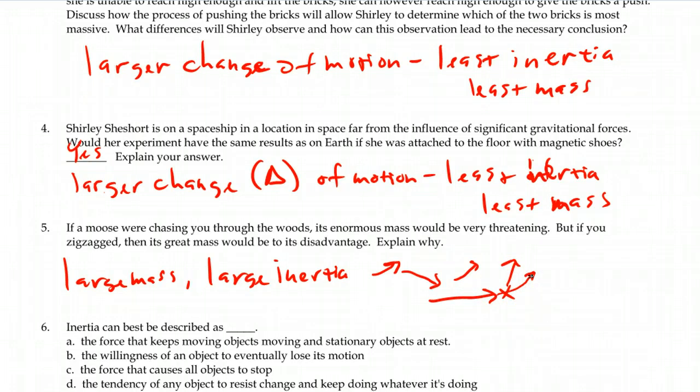You're going to be able to make a much brisker, quicker cut than the moose will, and so you probably will be able to avoid it if you make that move at a good time. If you're too far away, well, the moose will manage to compensate. If you're too close, it may be too late to make your zigzag move. But the large mass of the moose at that point would definitely be a disadvantage if it's trying to catch you.